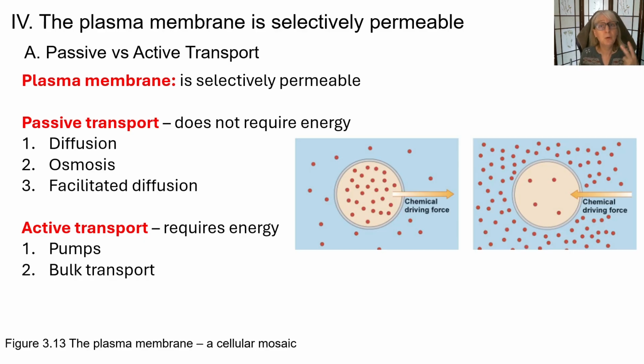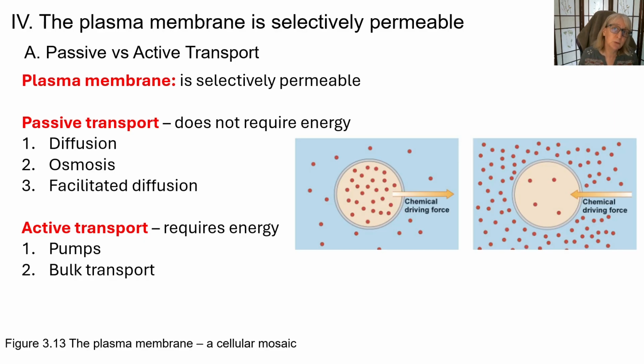There are two ways that your cells control what can pass through that membrane. Your plasma membrane is selectively permeable, so it needs to control what comes in and out. It can just let physics take over. That's called passive transport. It requires no energy on the part of the cell. And if your cell can do something passively, it will, because it doesn't require any energy cost.